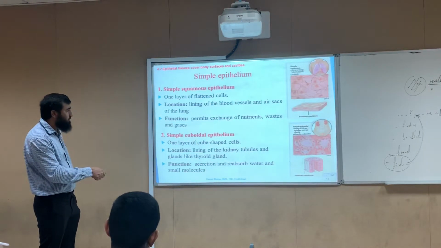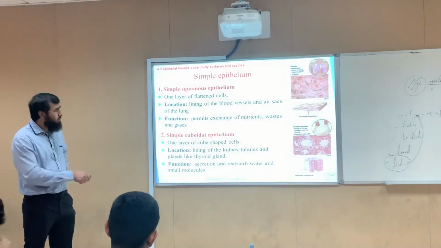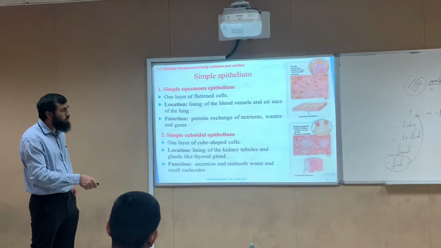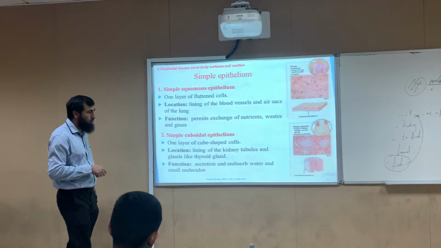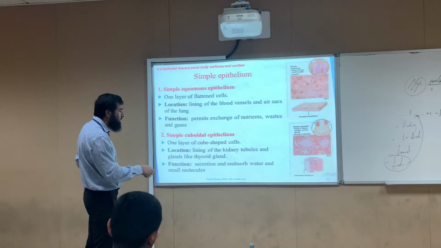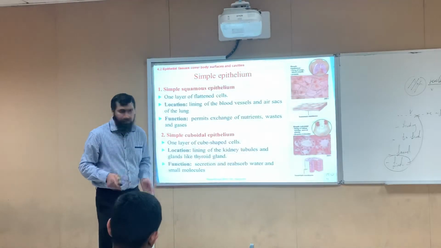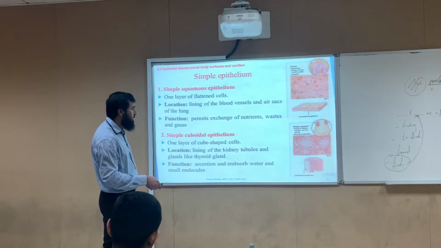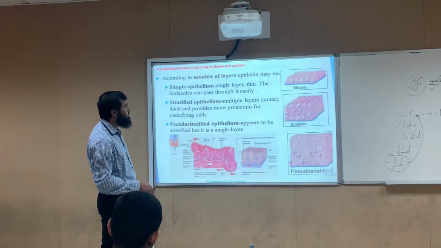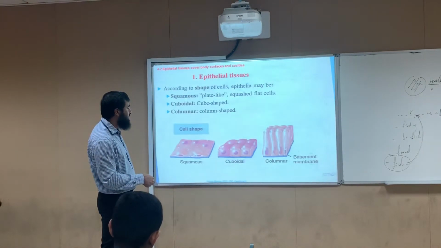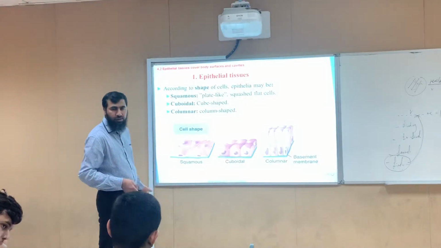The second type of simple, so one layer, is cuboidal, cube-shaped cells, which we find here in the kidney tubules. All right, so they're like cube-shaped. You know what a cube is? Yeah. Like that, you see? So that's a cube, okay? Cuboidal, that's why the name cube.